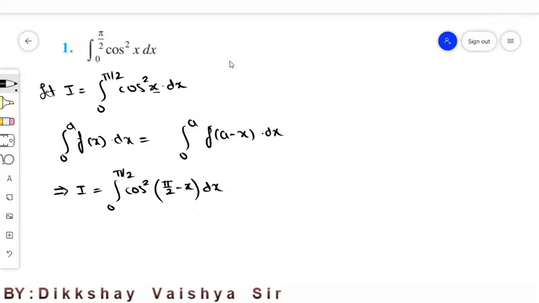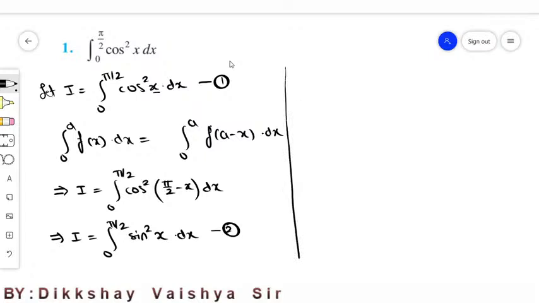Okay, then from this we get I is equals to integral 0 to pi by 2, and cos of pi by 2 minus x is sine. Okay, so sine square x dx. So this is we get. So calling this as equation number 1, and this will be as 2. Now next move, add 1 and 2, 1 plus 2. So 1 plus 2 we get. Obviously LHS is also going to add.